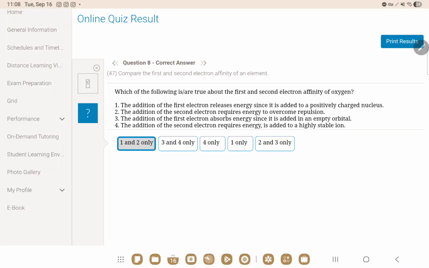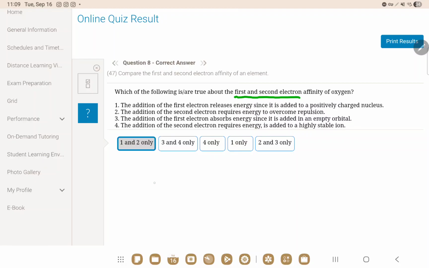Now, the first and second electron affinity of oxygen. Electron affinity is different than ionization energy, by the way. It's a different rule. Electron affinity is the energy change associated with the addition of an electron to a gaseous atom. So there it was removing, here it's adding. So just know this one rule.